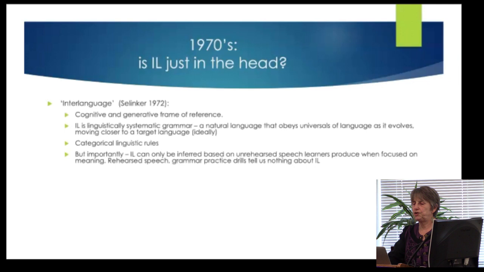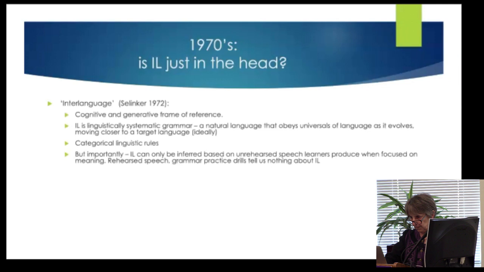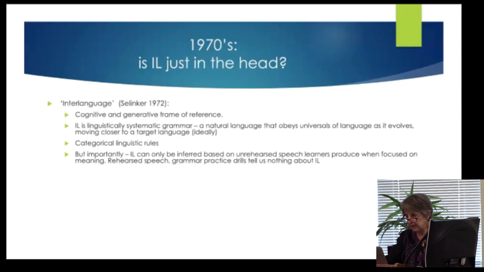The proposal was that what learners were producing was systematic. So it was a linguistically systematic grammar, and you could describe it with linguistic rules. It was one that would obey language universals, even as it evolved over time in the general direction of the target language. So over time, the learner's language would sound more and more native-like. Right? So this was a construct that was created with a solely cognitive, solely linguistic frame.